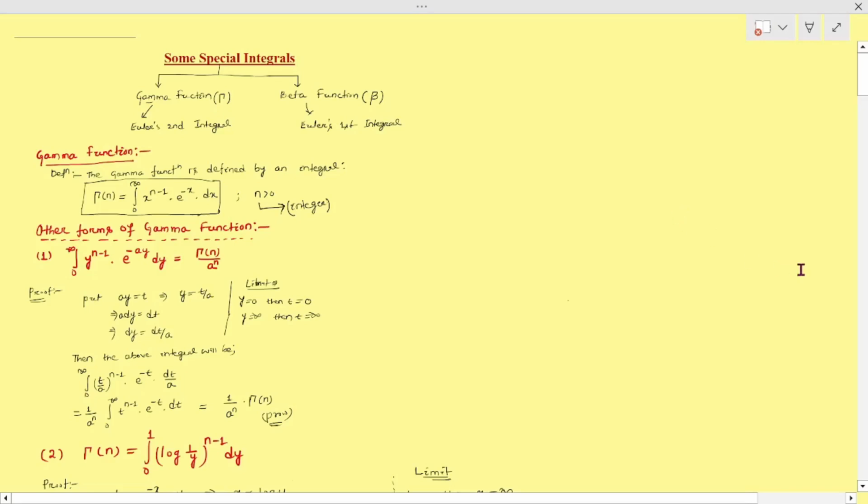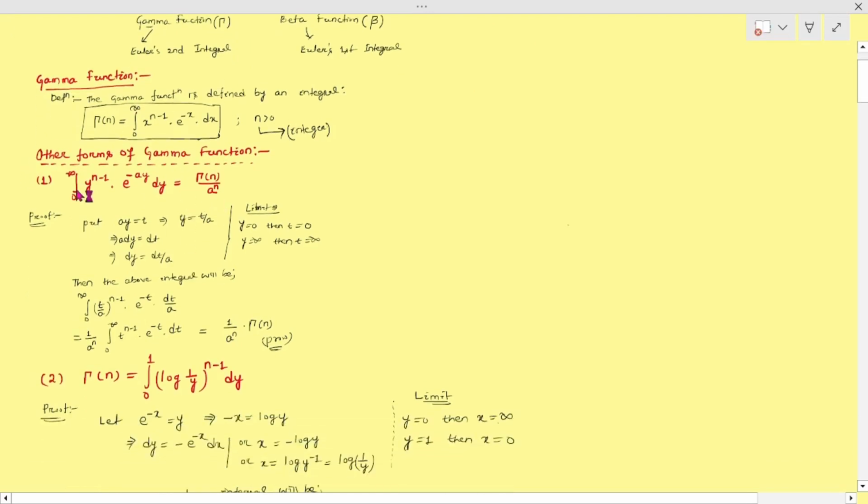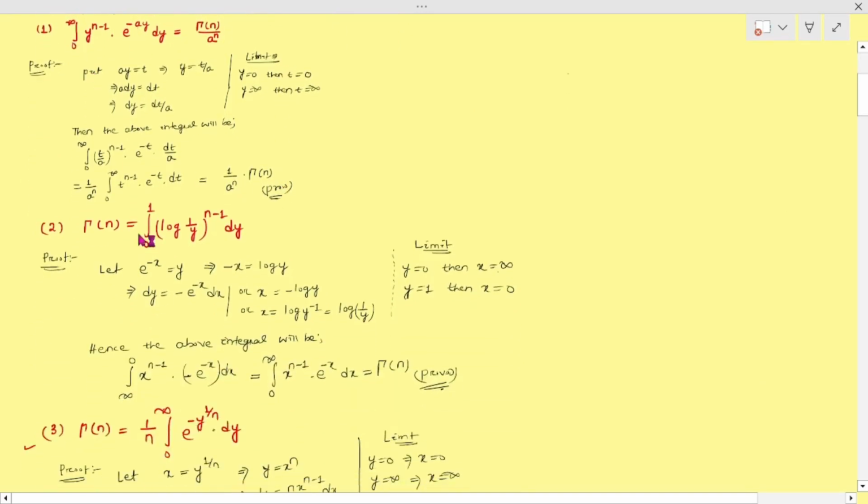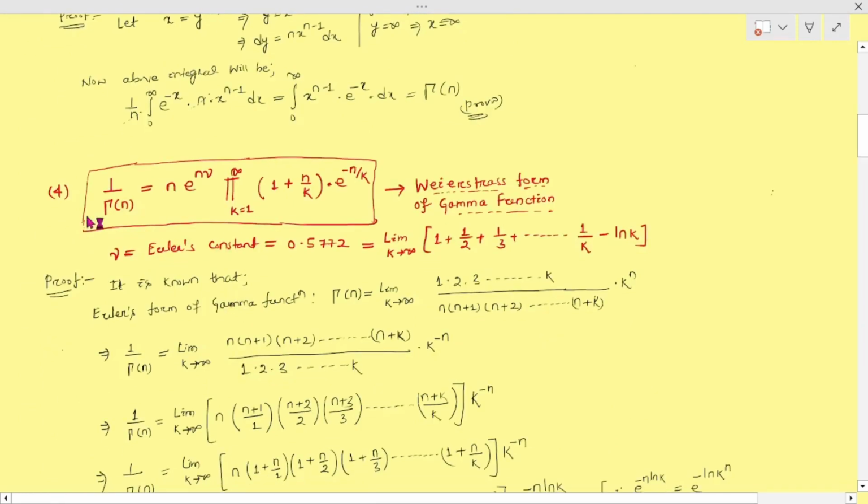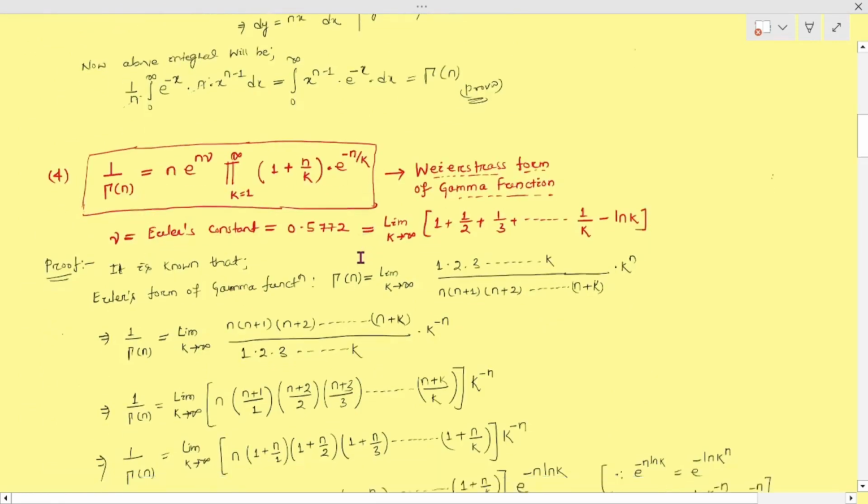Okay, hello everyone, and welcome once again to our lecture series on some special integrals. We are discussing the gamma function. In our last three classes we discussed the gamma function and its different forms. The second, third and fourth forms of the gamma function we have already discussed.